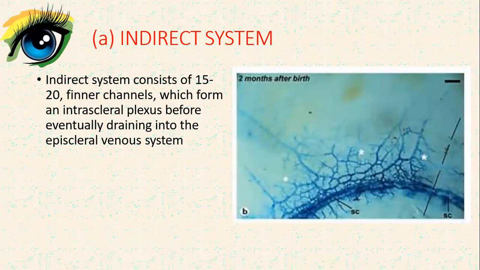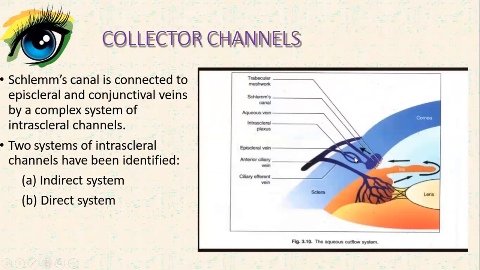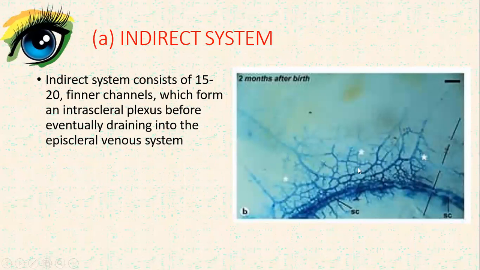Indirect system: it consists of 15 to 20 finer channels which form an intrascleral plexus before eventually draining into the episcleral venous system. As I said, here there are around 15 to 20 fine filaments which collect together before they meet in the episcleral veins. You can see here, this is not a prism, this is a plexus, the intrascleral plexus.